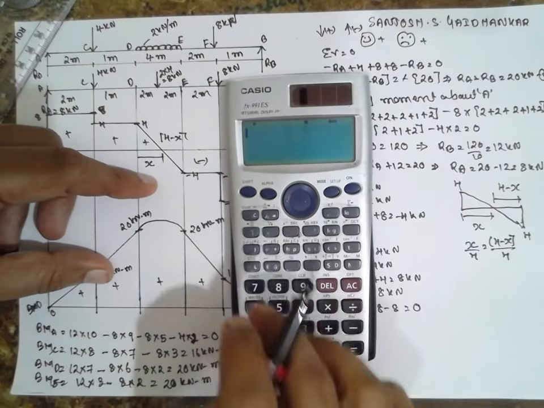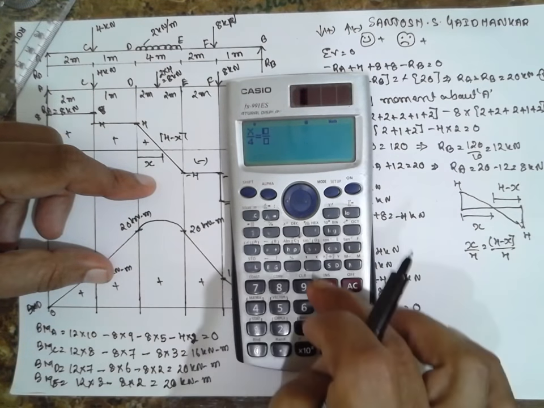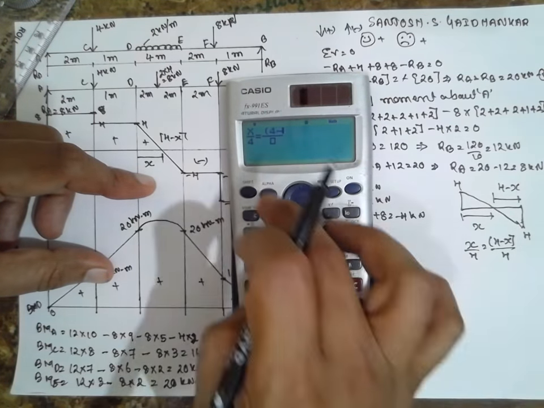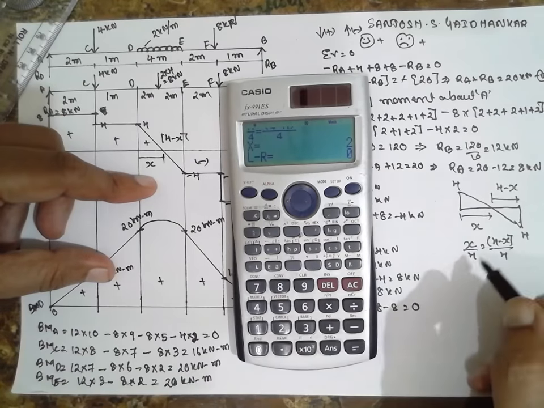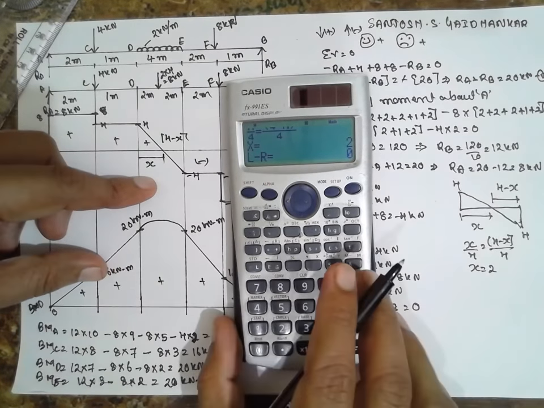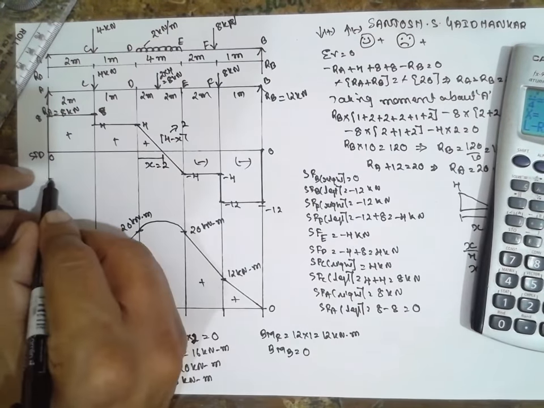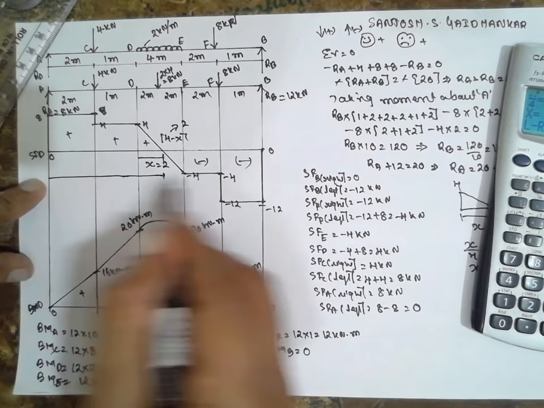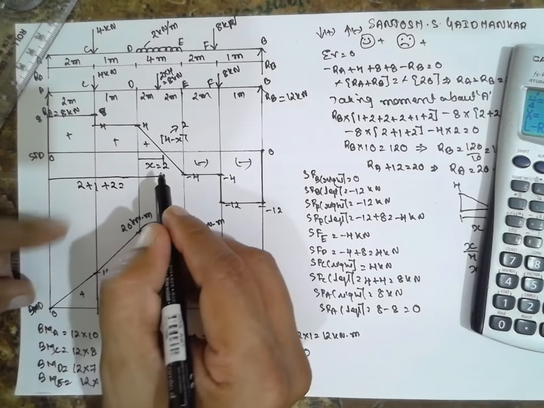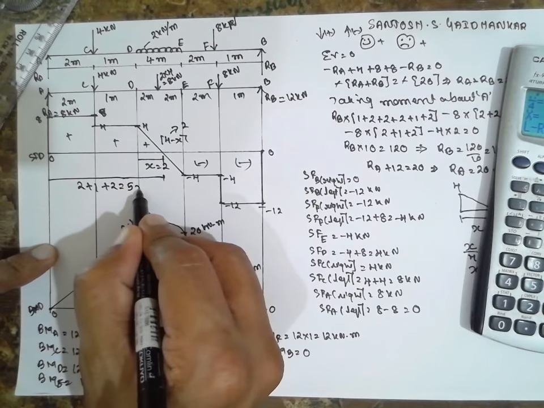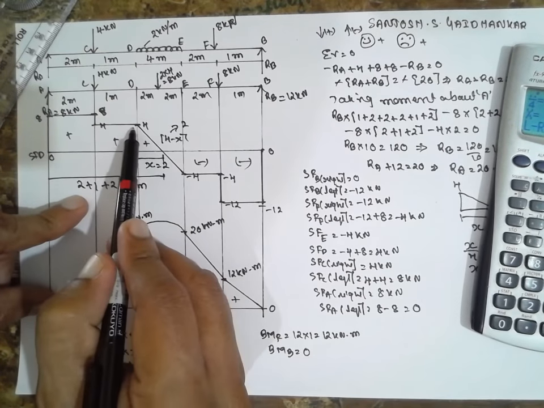With the help of calculator, you can solve it. Alpha x divided by 4, 4 minus alpha x divided by 4. Shift, solve, is equal to, x value will be 2. Here this distance will be 2. If this is 2, then this also 2. The total distance from the left side will be 2 plus 1 plus 2, that is 5 meter.